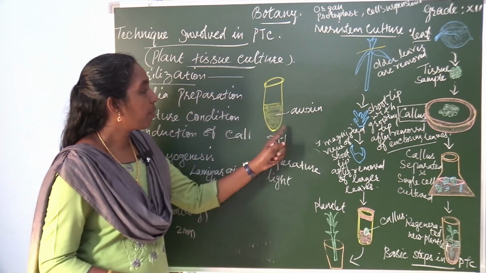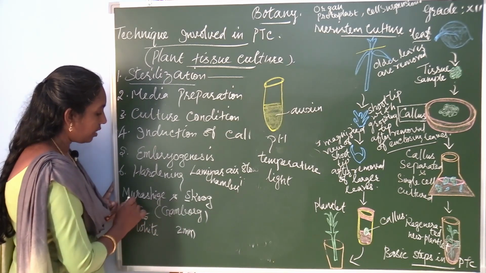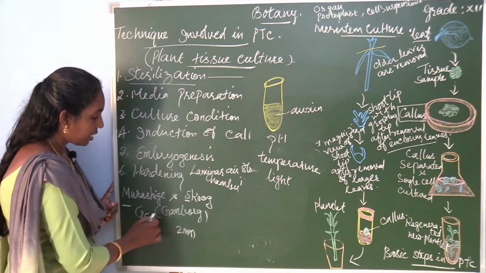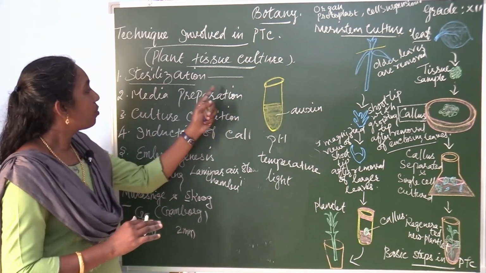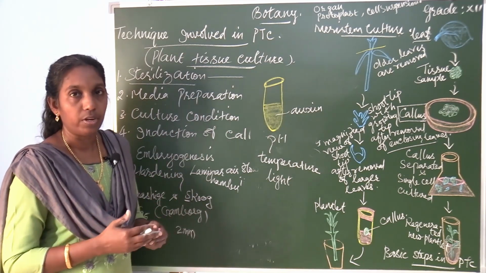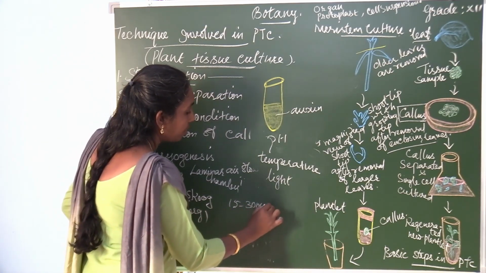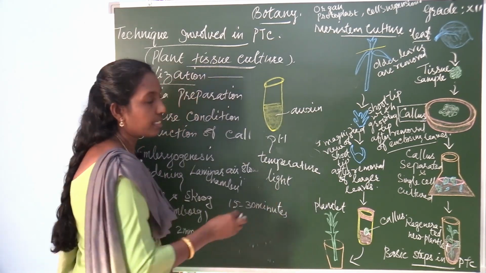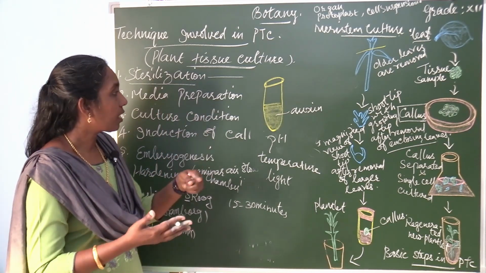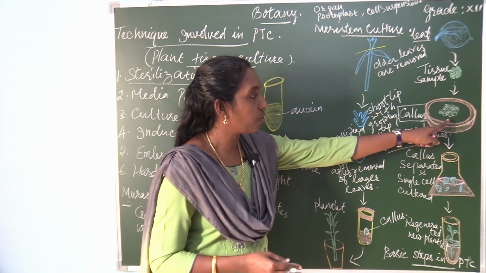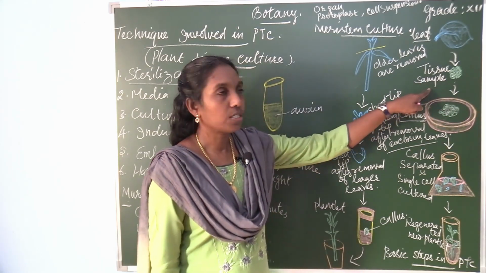In the media preparation, it must be taken as Murashige and Skoog medium, either this Murashige and Skoog medium or Gamborg medium or White medium, or Nitsch and Nitsch medium. At first it should be sterilized with the autoclave, for 15 to 30 minutes. After sterilization, this explant is transferred. This tissue is called the inoculum.